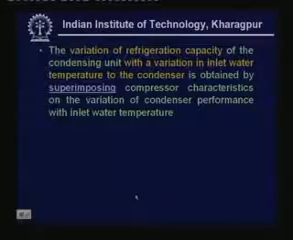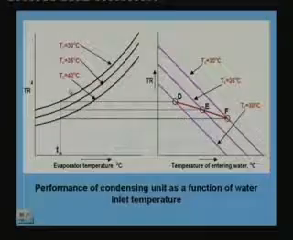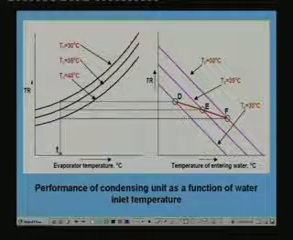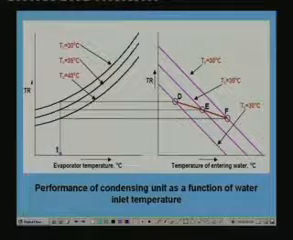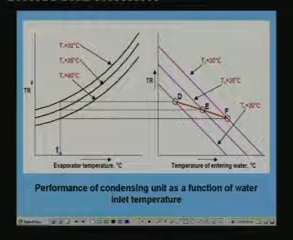The variation of refrigeration capacity of the condensing unit with a variation in inlet water temperature of the condenser is obtained by superimposing compressor characteristics on the variation of condenser performance with inlet water temperature. Okay, so you can also find what is the effect of the condenser water inlet temperature. Okay, this is done by again the principle of superimposing. For example, this is what is done here. This picture shows the performance of condensing unit as a function of water inlet temperature.